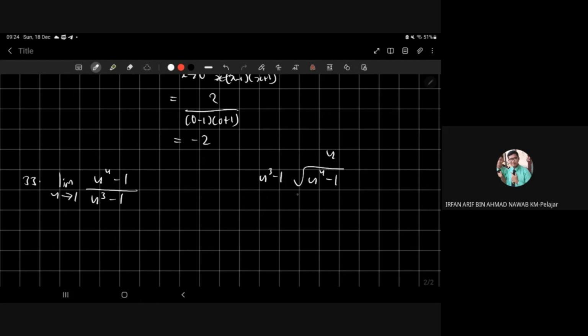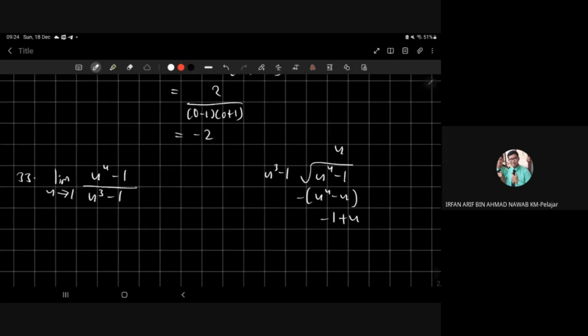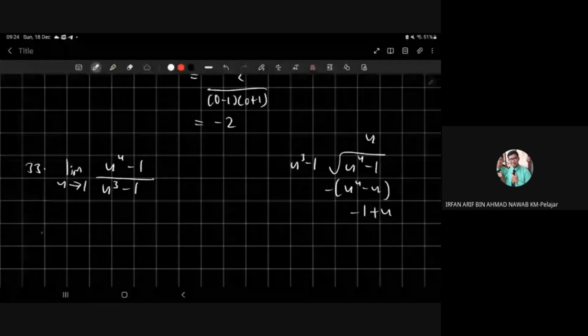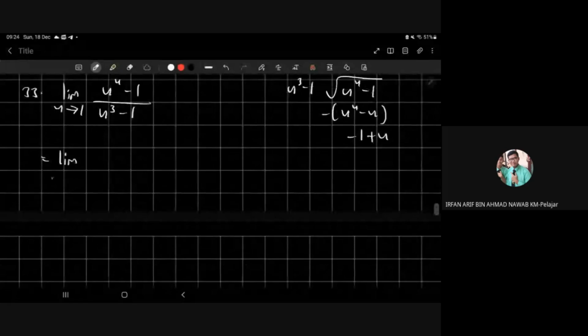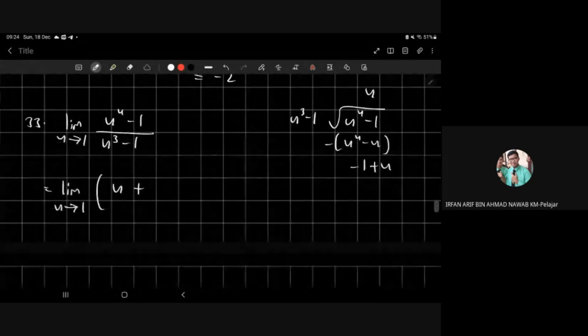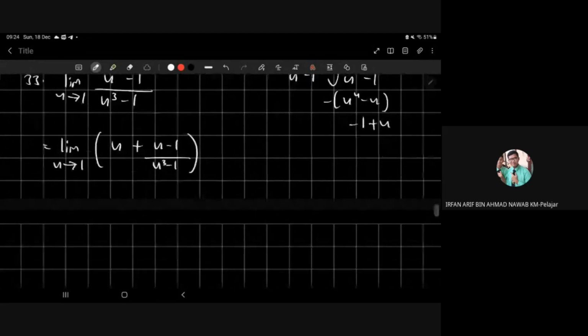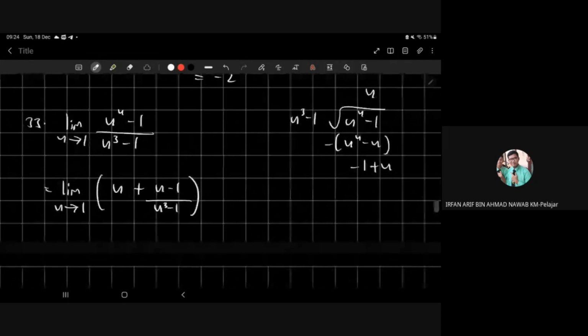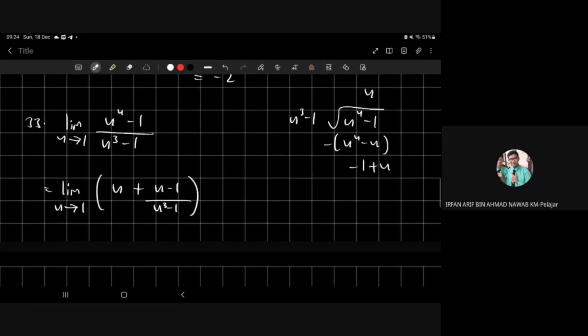This should be u. This should be minus (u to the power 4 minus u). This should be negative 1 plus u. Okay. So we could apply it. Then we should get the limit as u approaches 1 of u plus (u minus 1) over (u cubed minus 1). So I used long division to separate it into my quotient and my remainder. All right. So now why did I do that? Because I don't want to trouble myself factoring u to the power 4 minus 1. Even though we could do that easily, I think this is the safer route.